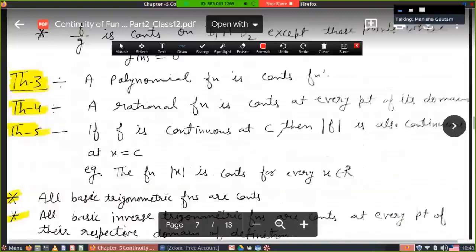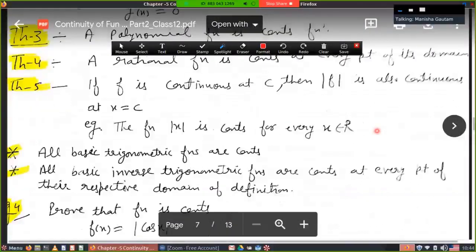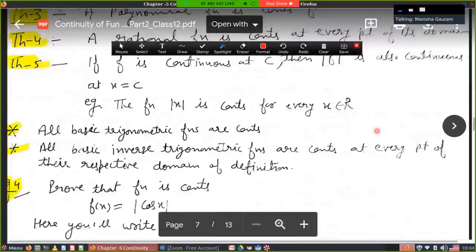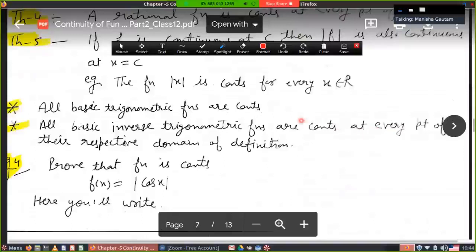If f is continuous at c, then the mod of the function is also continuous. If a function is continuous, then the modulus of that function is also continuous at the same point. For example, if x is continuous, then modulus of x is also a continuous function. All algebraic trigonometric functions are continuous. All inverse trigonometric functions are continuous at every point of their respective domain of definition.